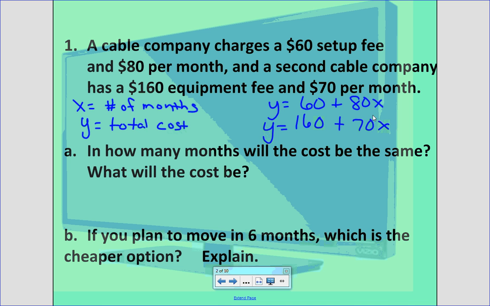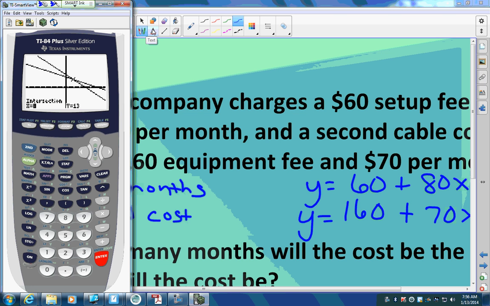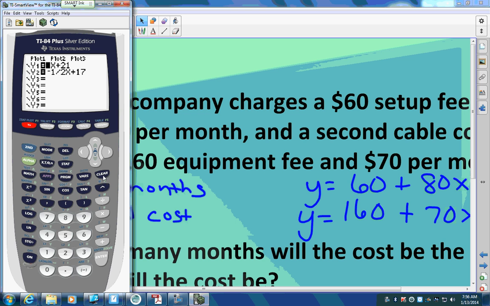So now let's go to the calculator. That's both in Y equals form. Let's put that in the calculator. I'm going to go to Y equals, clear ink, there we go, and put in 60 plus 80x. And go into Y2 and put 160 plus 70x. Go ahead and try and answer those questions.